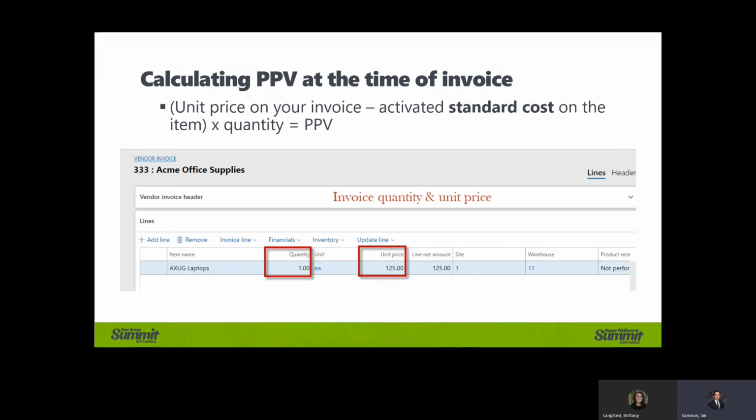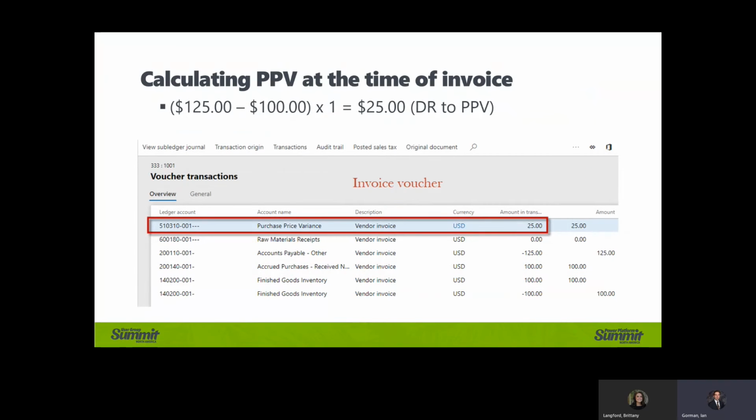And when we're calculating PPV at the time of the invoice, the formula does not really change much from the way it was with product receipts. The formula itself is unit price on your invoice minus the activated standard cost of the item at that given time. So for this example, we're expecting to see a $25 entry to the PPV account in the ledger. Again, we're looking at the invoice price minus the standard cost price, generating a $25 variance. So that's a good example of both a product receipt and invoice separately.